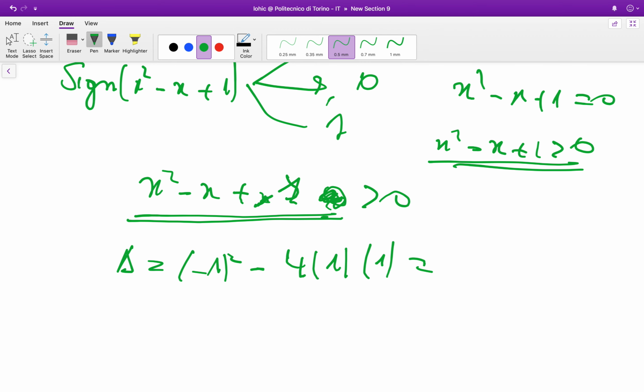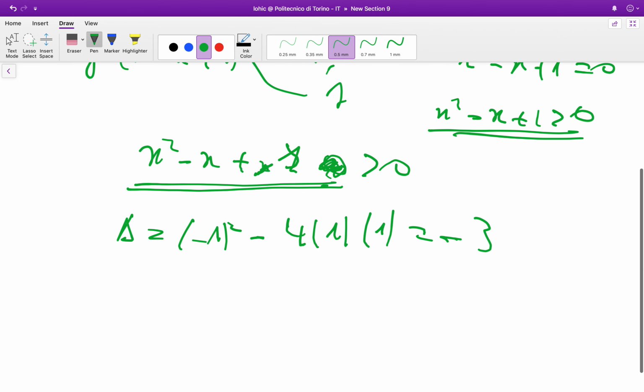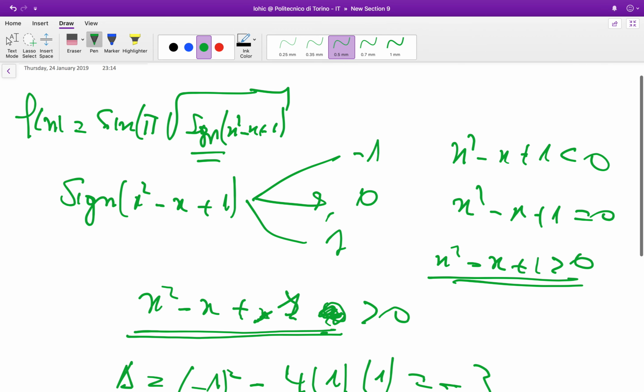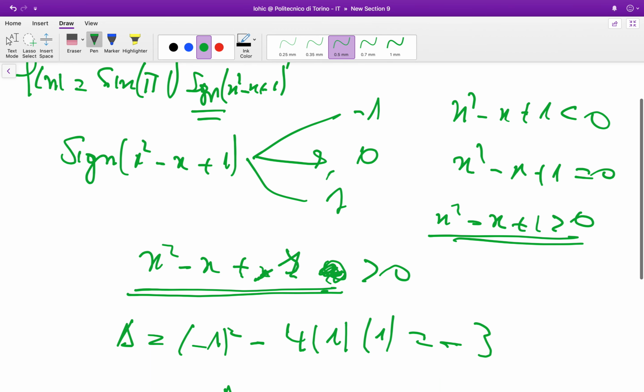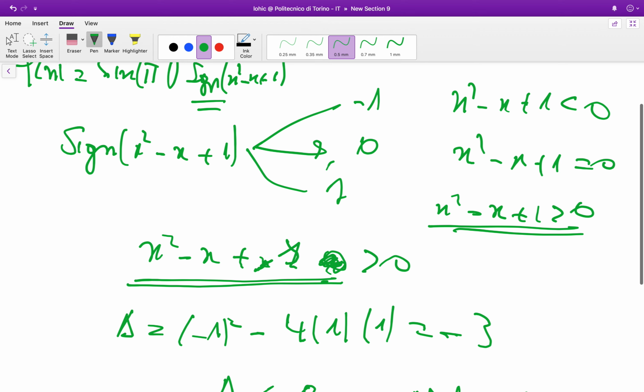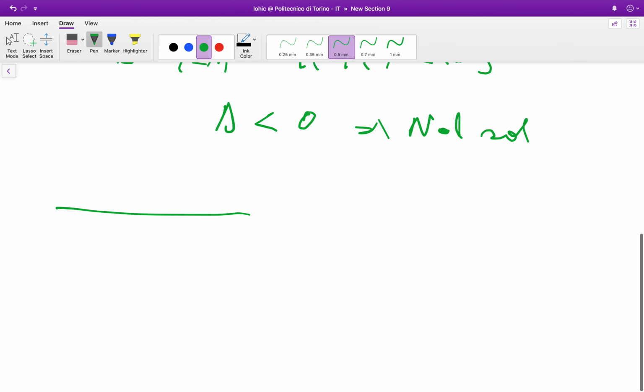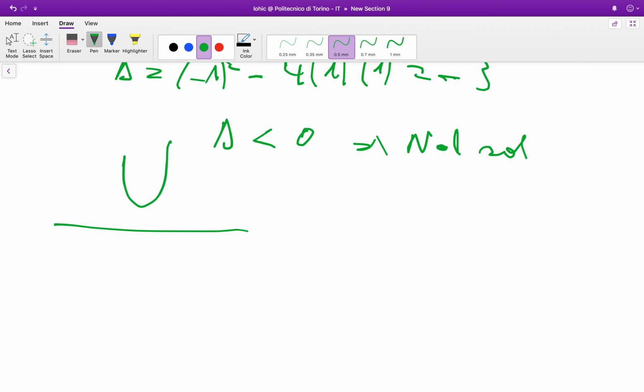So this gives you 1 minus 4, so it gives you minus 3. When the discriminant is smaller than 0, it implies no solution. So this parabola here never vanishes, as there is no solution. If we draw it, it will never touch the x-axis, and it is an upward parabola, so the only possibility is like this, right? Is there any question?